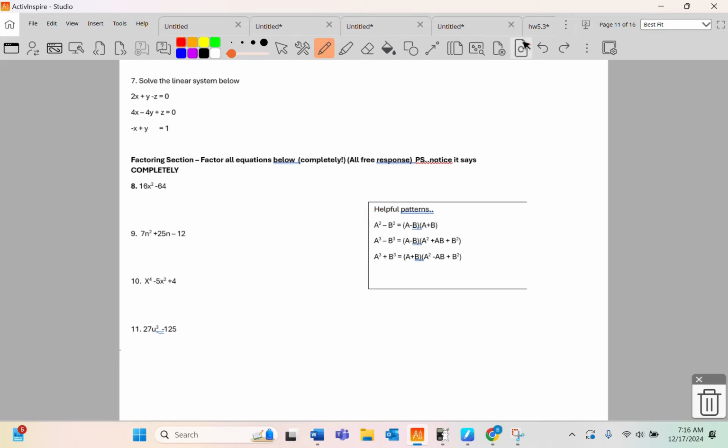11 is this pattern right here. 27u cubed is a 3u that's cubed, and you're taking away a 5 that's cubed. So a is 3u and b is 5. So I'm just going to follow that pattern. It says a minus b, 3u minus 5. Then it says a squared. So 3u squared is 9u squared. Plus, because there's a plus, 3u times 5 is 15u. Plus, because there's a plus, 5 squared is 25.